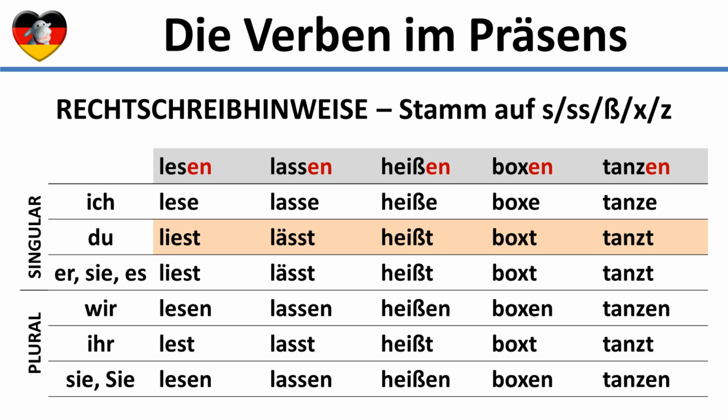Du liest, which means you read or you're reading. Du lässt, you let or you're letting. Du heißt, your name is. Du boxt, you box or you're boxing. And finally, du tanzt, you dance or you're dancing. We only add t instead of st.